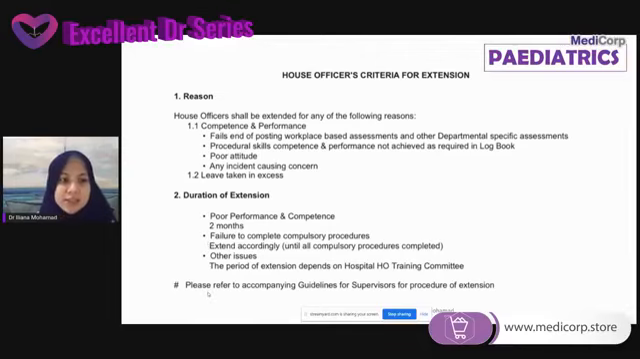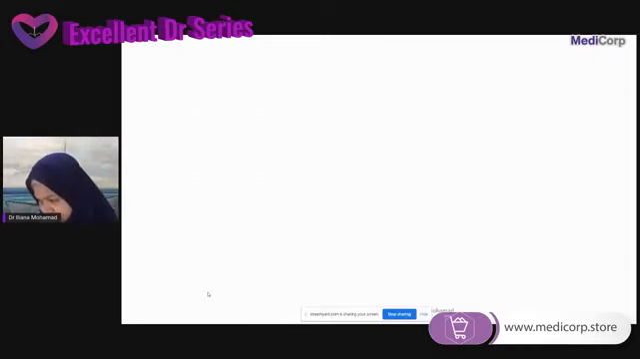Okay, so basically it's the same in almost all postings. But certain departments have other common reasons of extension. So you need to know before you come into the department, so that you can avoid those reasons of extension. Okay, so let's see.